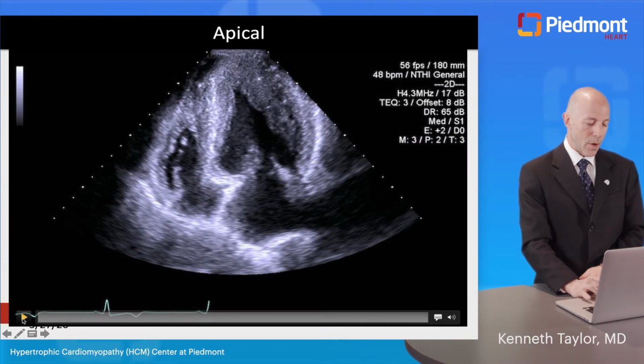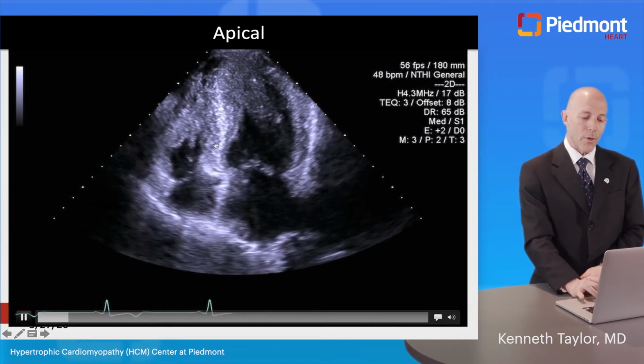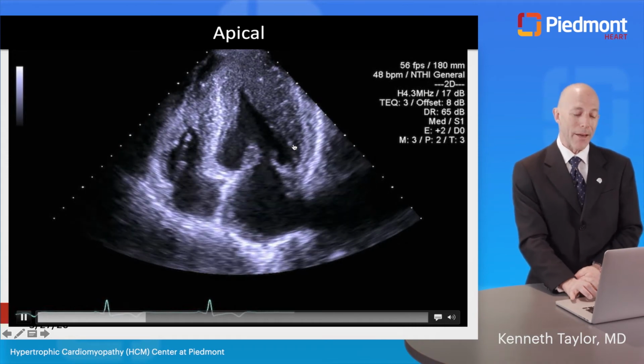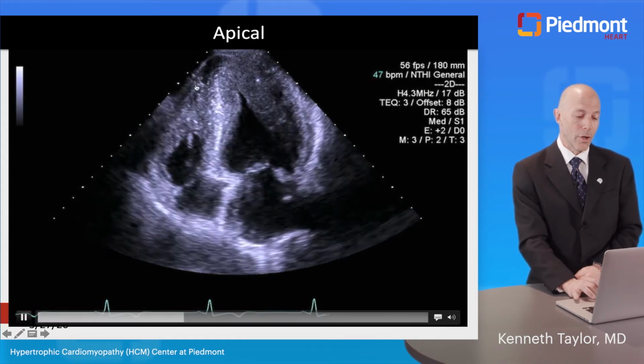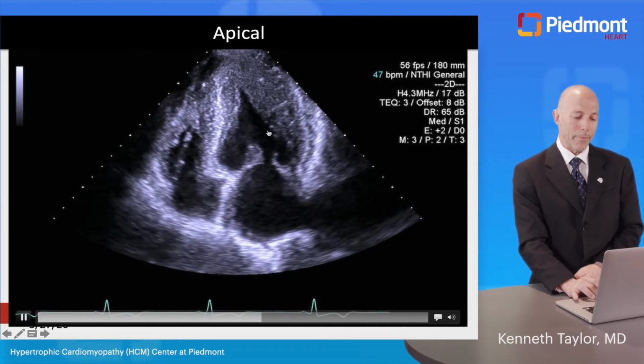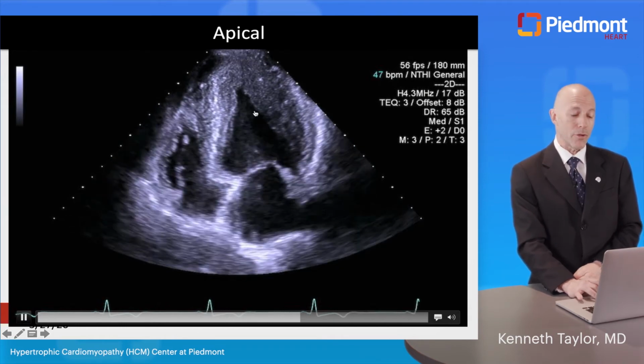Here's a video of an apical hypertrophy, and their cavity will classically have what's described as a spade pattern. It looks like a spade on a playing card with a point up top and kind of this round part at the bottom. And you can see the massive hypertrophy up at the apex.